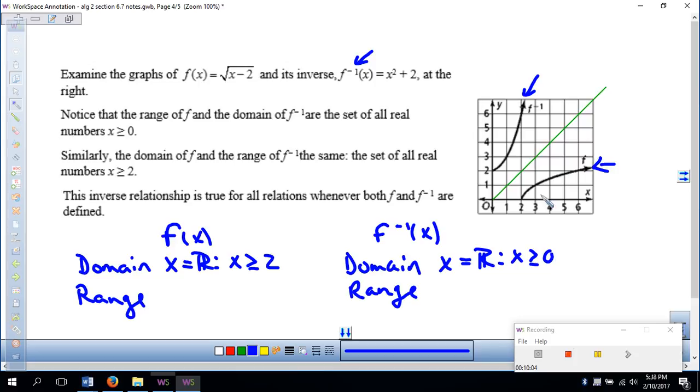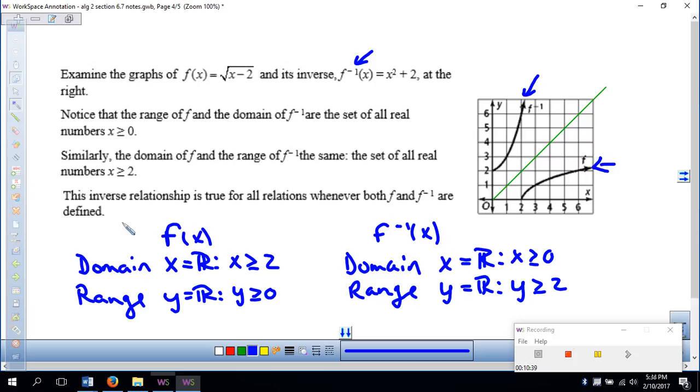The range are the y values. So here, the y values start at 0, and it's got an arrow up here, so this would continue to go upwards forever. So the range would be y equals all real numbers, such that y is greater than or equal to 0. And then if we look at the range for f inverse, the first y value we have is 2, and it goes up forever. So the range would be y equals all real numbers, such that y is greater than or equal to 2.